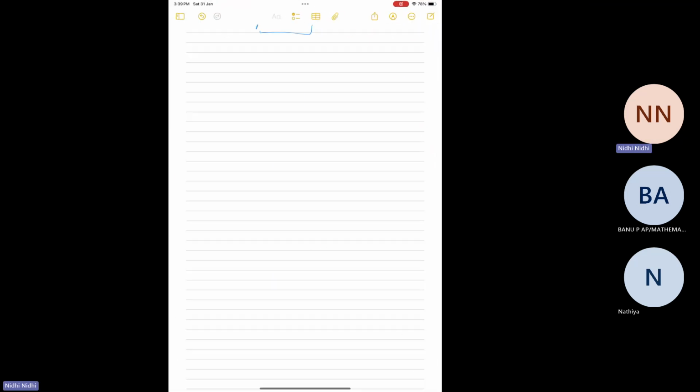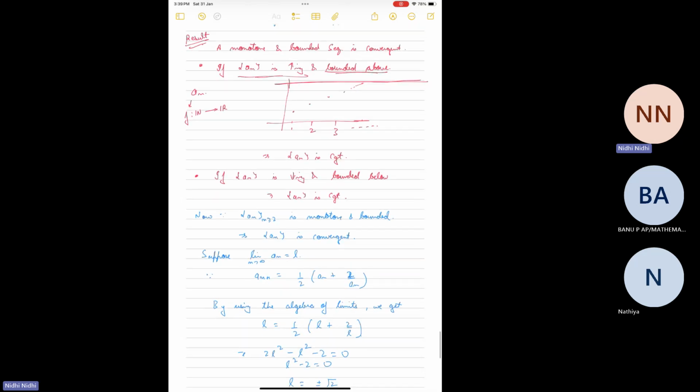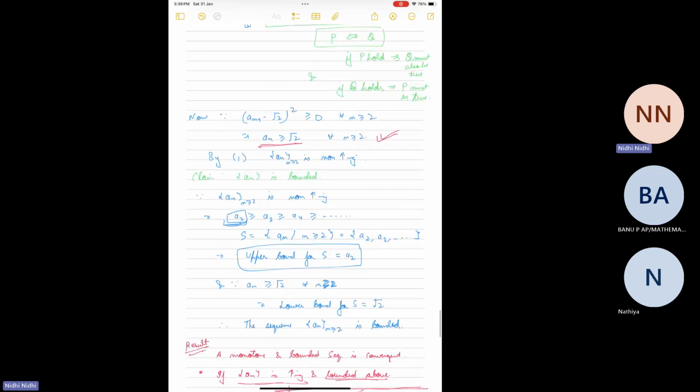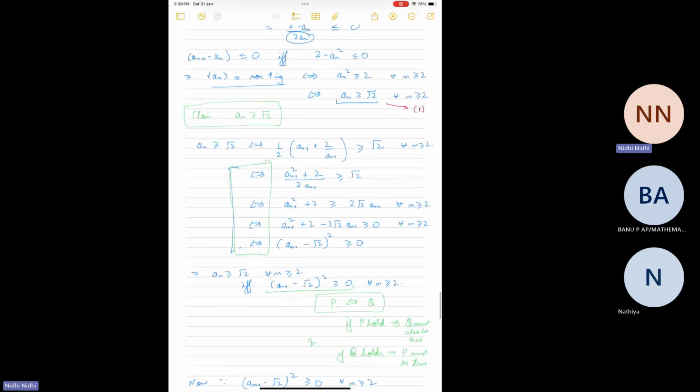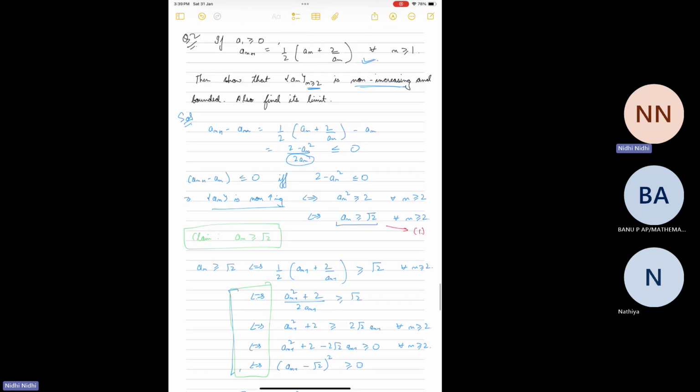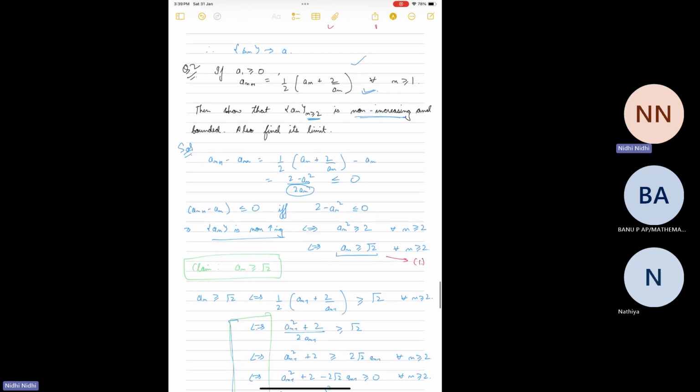I hope this solution was fine with everyone. If you have any doubt at any step in this problem, please let me know. I can repeat it. This is a very important sequence. You all should know that this converges to root 2.